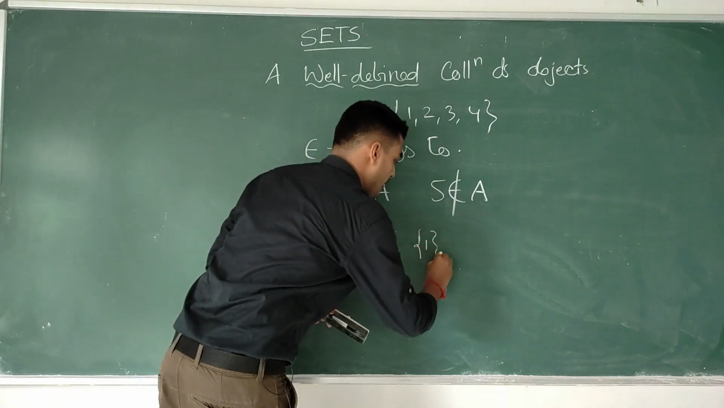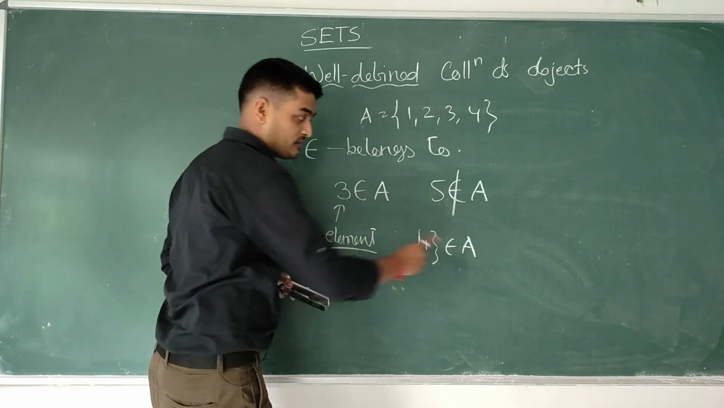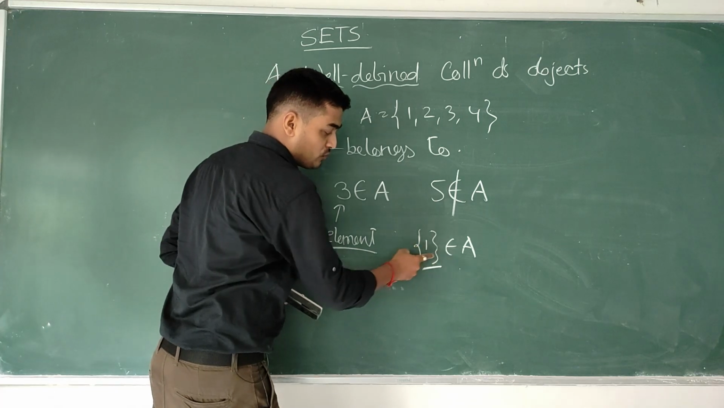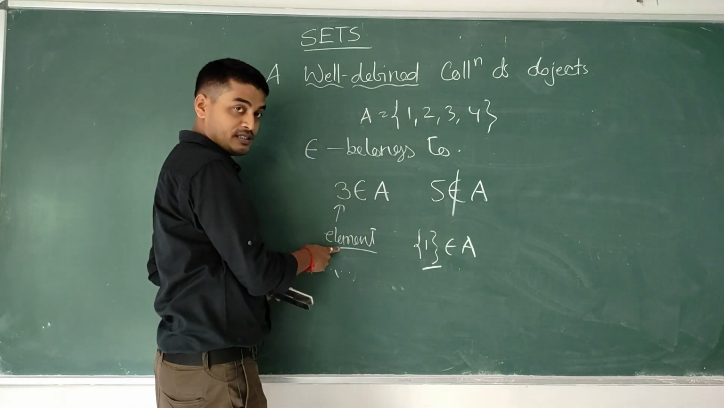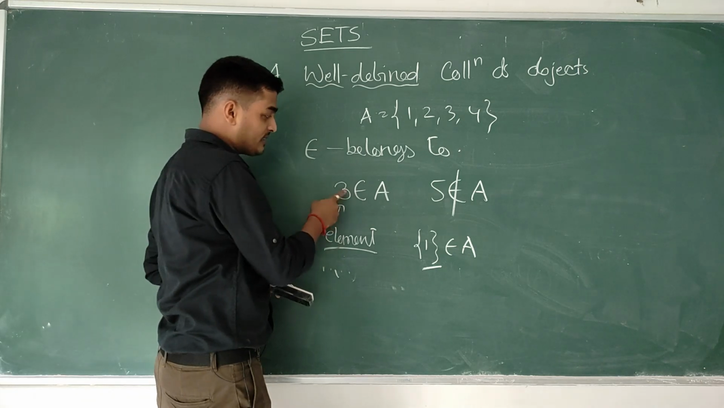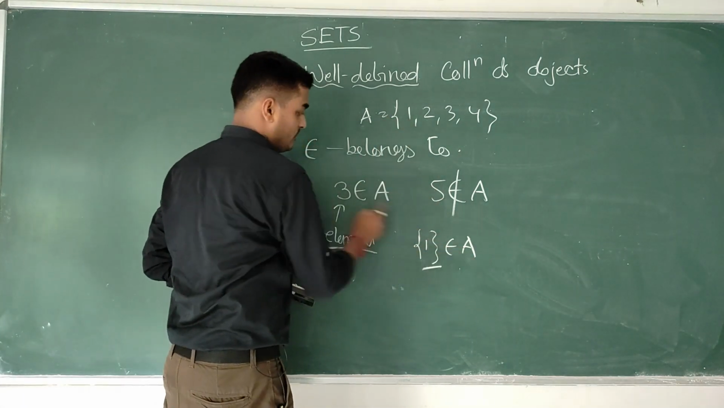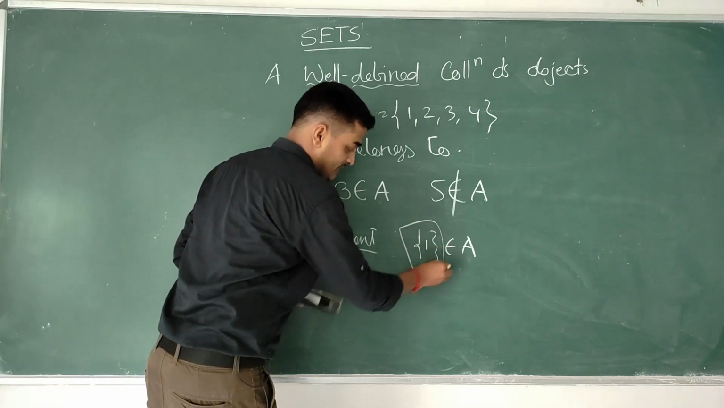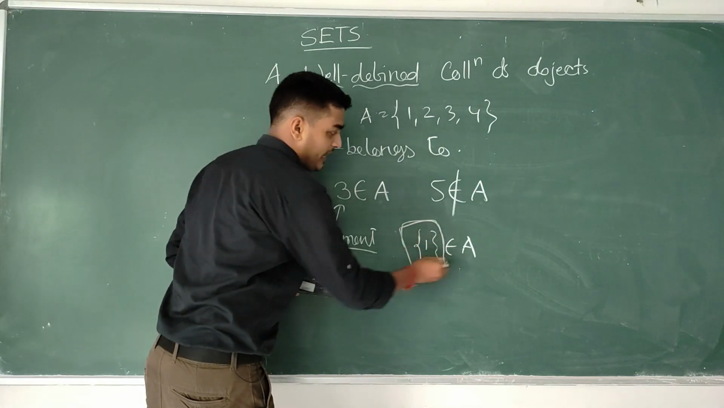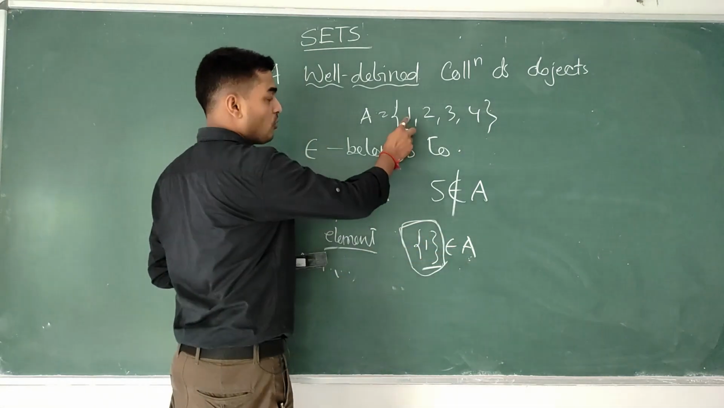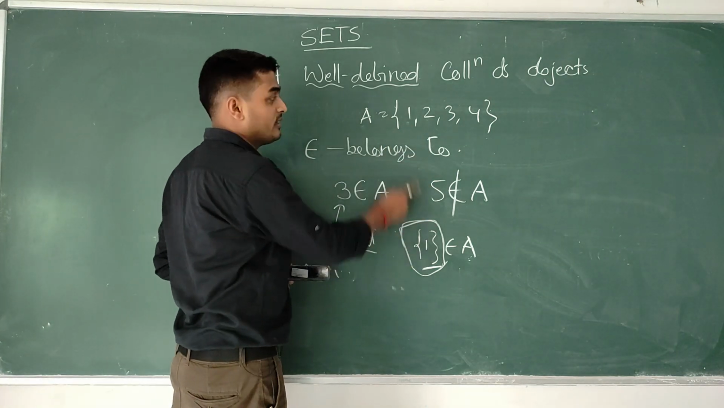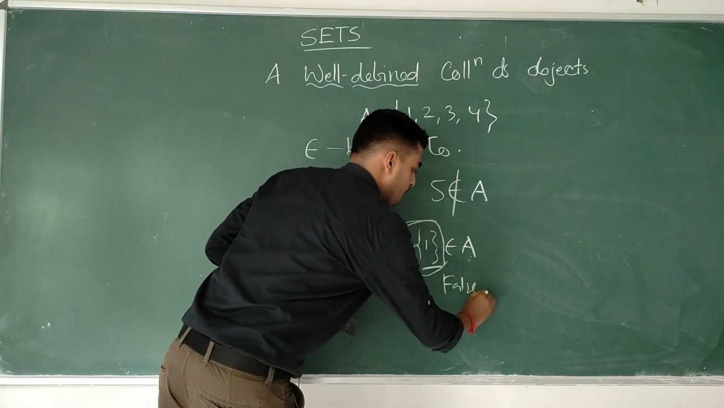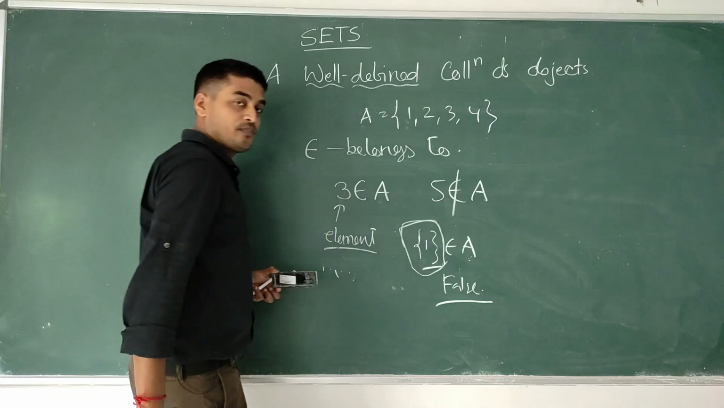For example, in set A, this is belongs. Whatever expression is on the left hand side, it represents an element, and that element should be there as it is inside the set. Here the number 3 is in the set, and set of 1 is not there, that's why it is false. That means it does not belong.